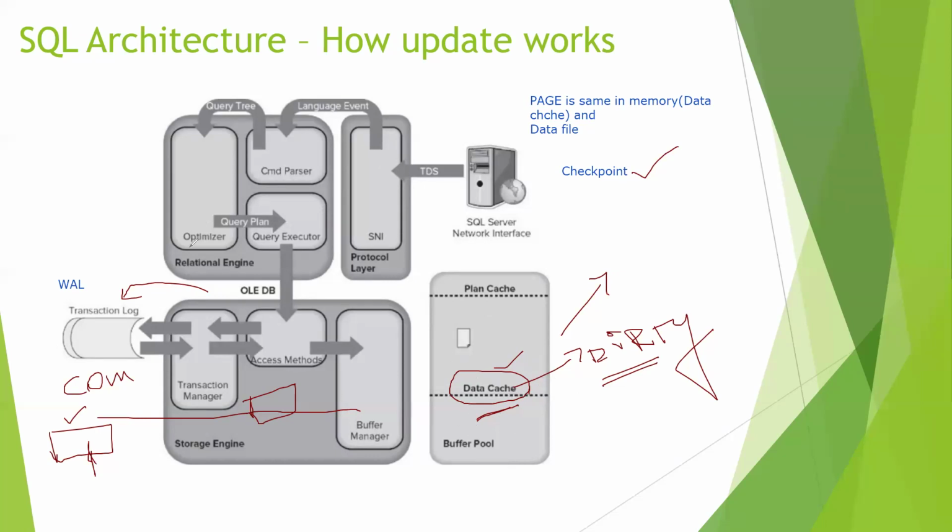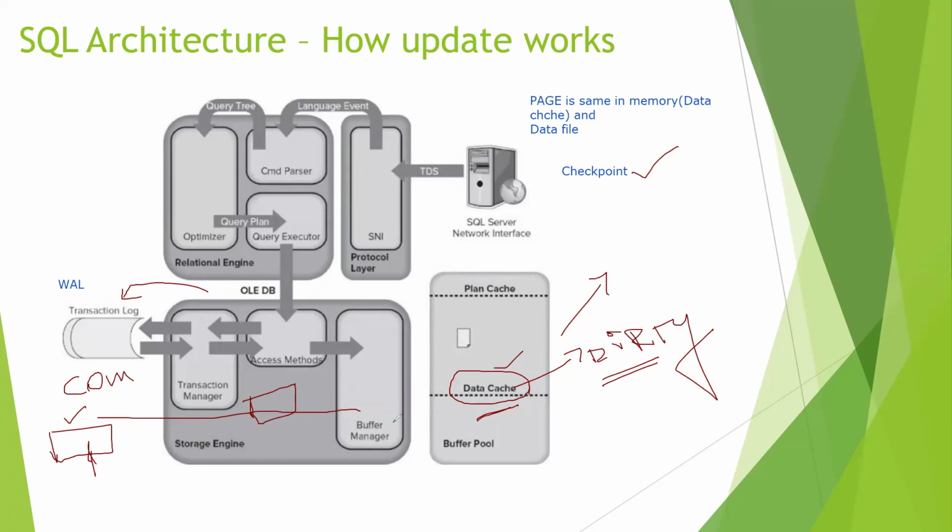For example, let's say you are executing another update and it requires the same pages. Then it uses the data cache. It uses the memory itself rather than requesting those pages from the data file on disk. The checkpoint's responsibility is to flush the pages from memory to the data file.